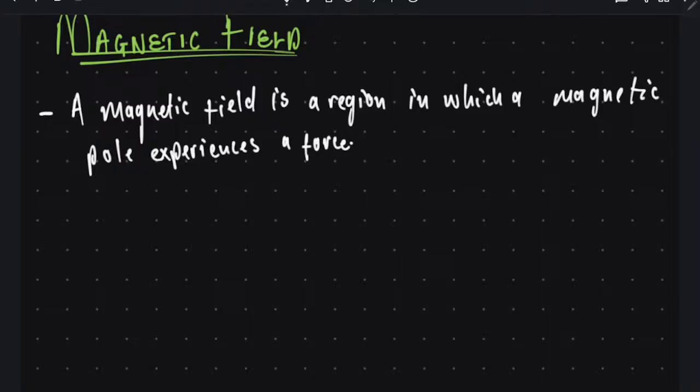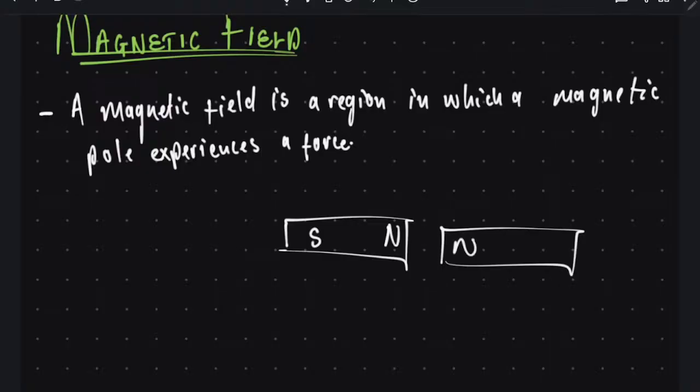Why do they say the word pole? We know that pole is just the end of a magnet, and it's where the magnet is really strong. So basically, we know that if you bring a magnet close to another magnet, they will act on each other.